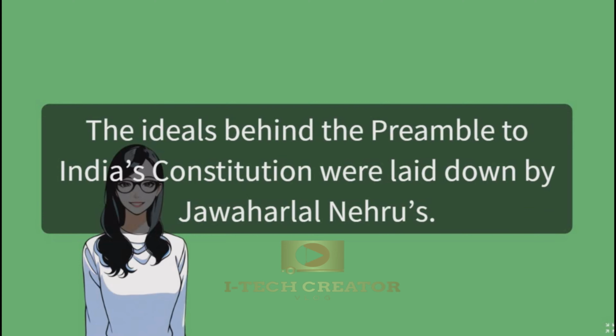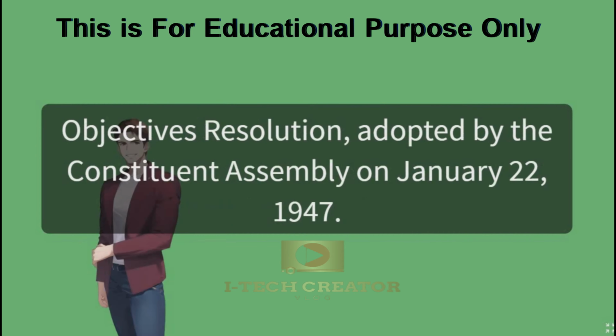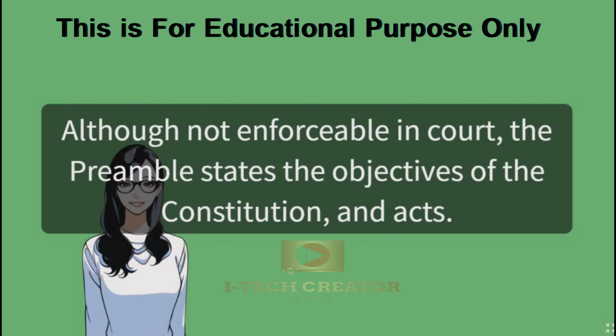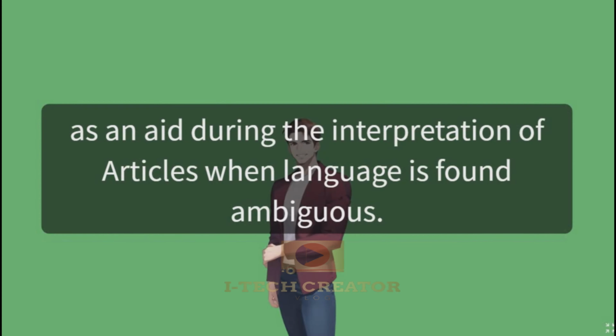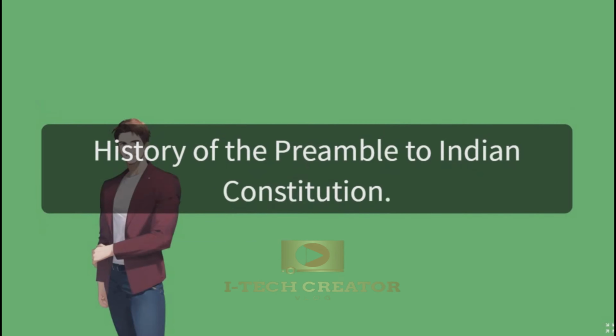History of the preamble to Indian Constitution. The ideals behind the preamble to India's Constitution were laid down by Jawaharlal Nehru's objectives resolution, adopted by the Constituent Assembly on January 22, 1947. Although not enforceable in court, the preamble states the objectives of the Constitution and acts as an aid during the interpretation of articles when language is found ambiguous.